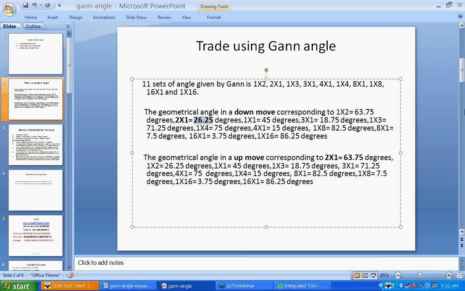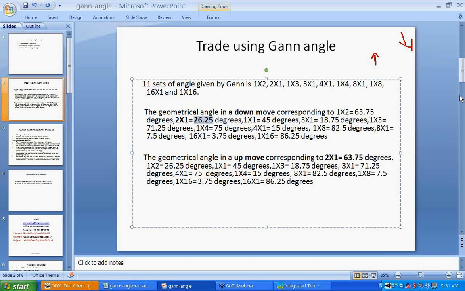So these 11 trend lines, he has said whenever the price moves above the third trend line from the low, then we should buy. When the price falls from the high and it breaks the third trend line, or you can say third support line, we should sell. So this is what he has given.